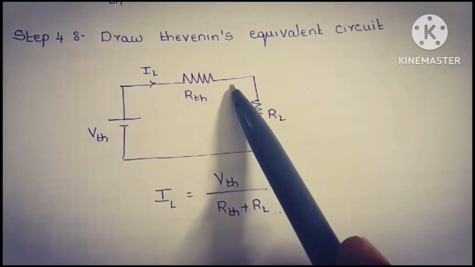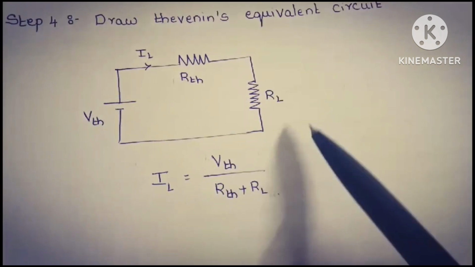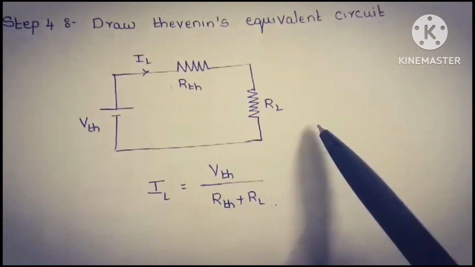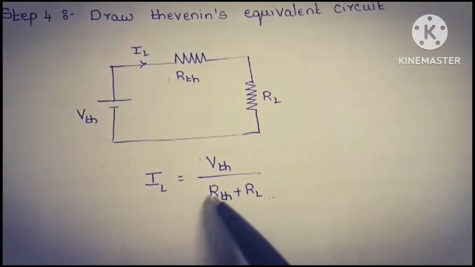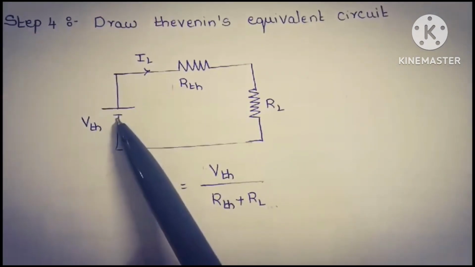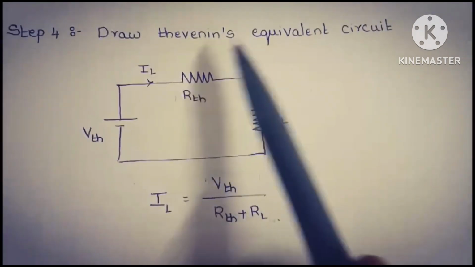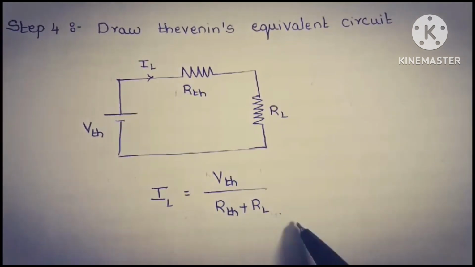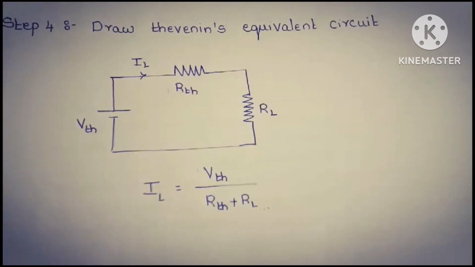After drawing the Thevenin's equivalent circuit, replace the open terminals with the load resistance, that is RL. Therefore, the total current IL is equal to VTH divided by the equivalent resistance. As the resistors are connected in series, the equivalent resistance is RTH plus RL.